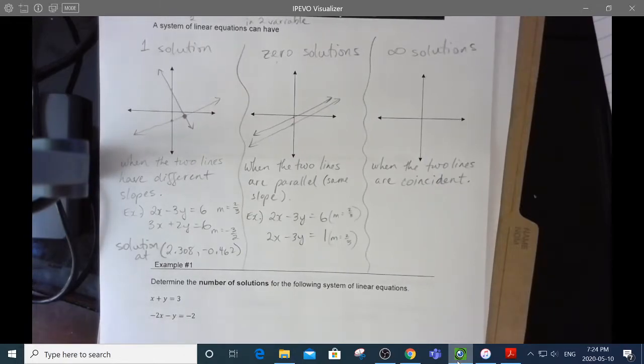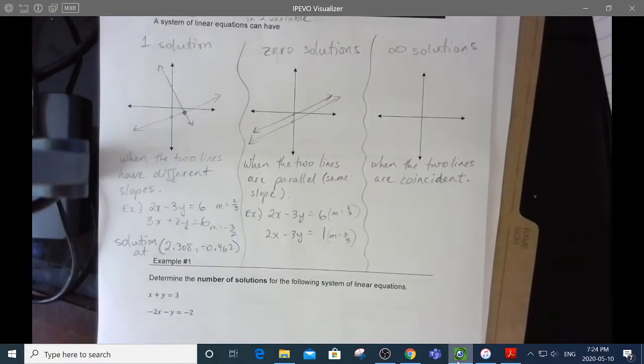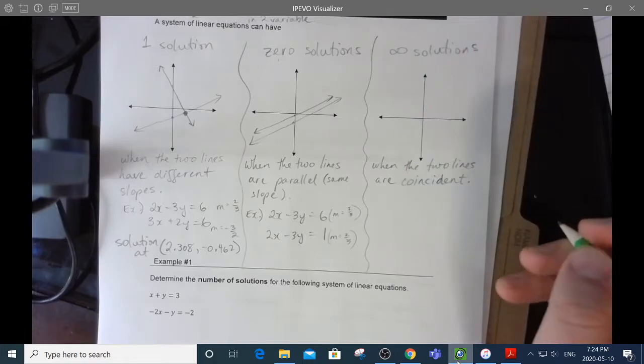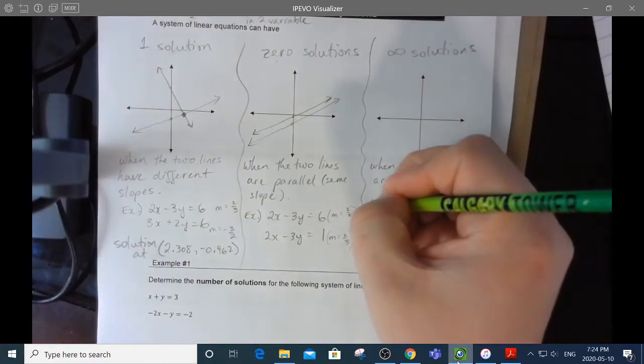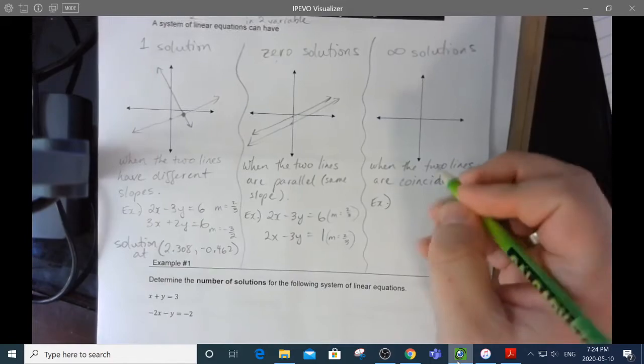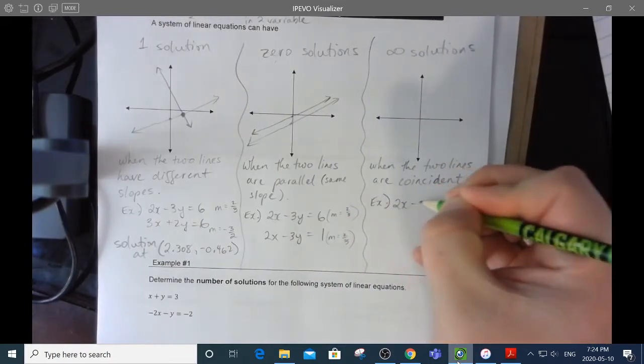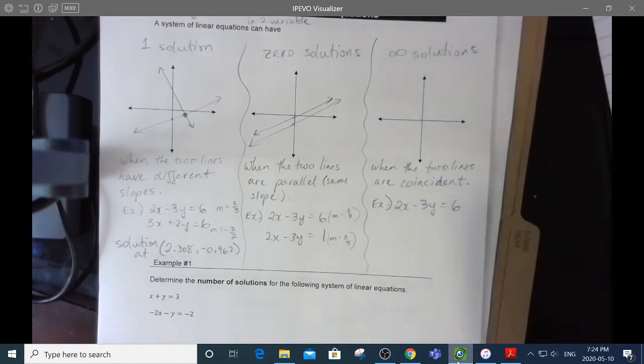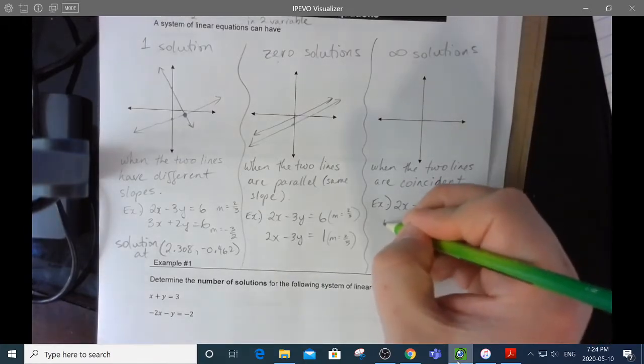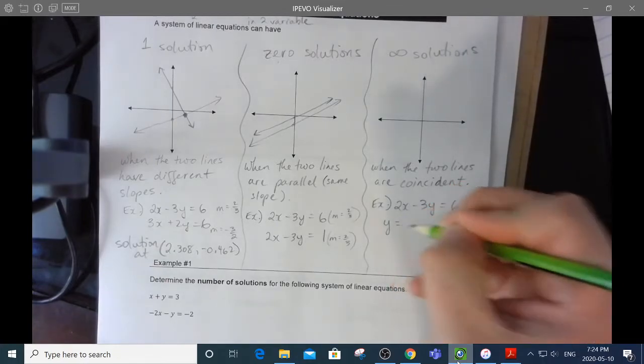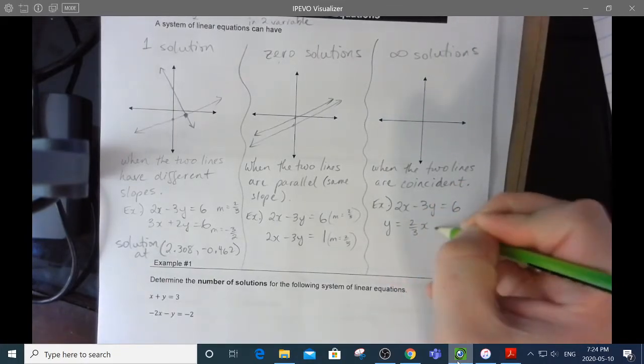What does it mean when something's a coincidence? Well, it means that two things happen that seem unlikely, but in fact, they're the same thing. So when the two lines are coincident, it means this. Here's an example of two coincident lines. Again, I'll stick with the same first one. I'm fond of that equation. 2x minus 3y equals 6. And then, for the next one, I'll give you one in y equals mx plus b form. Y equals 2/3 x minus 2.